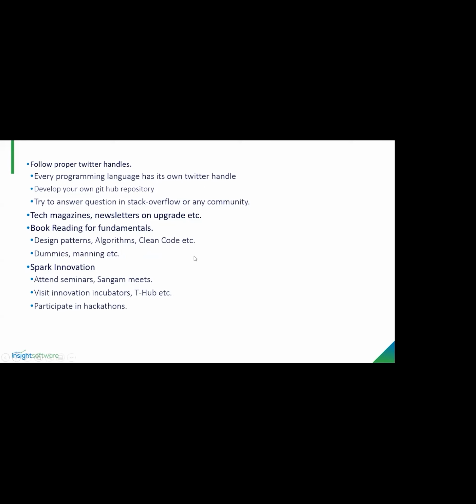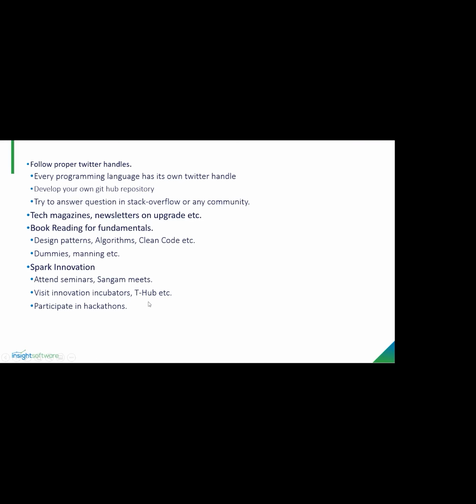Apart from that, how can you find new ideas, how can you spark your innovations? As I said, for every Twitter handle and programming language, they will be conducting a few sessions every year. Now, let us say that if Apple releases its own product, there will be a big seminar, a big conference where they'll be demonstrating all its features. The same is applicable for smaller languages as well.